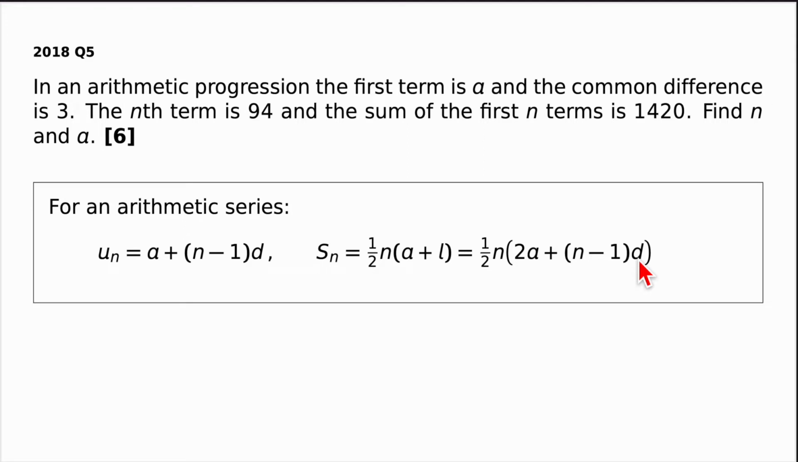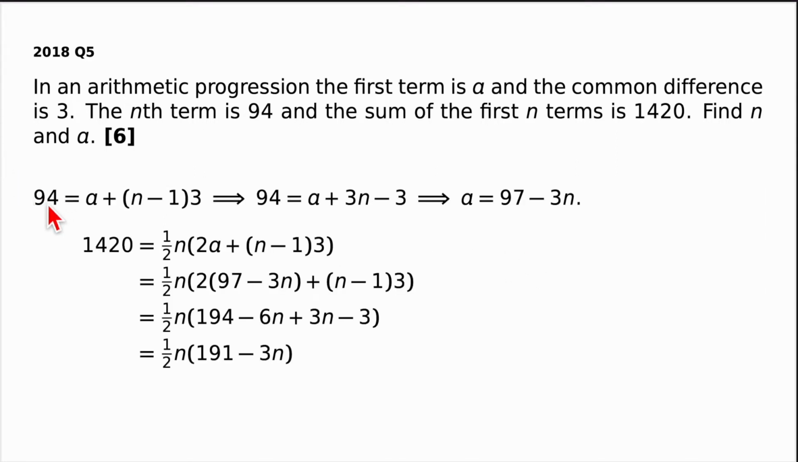So we're going to use the information in the question and these formulas to set up a simultaneous set of equations for us to solve and find n and a. That's quite a lot of work, and that's why this is worth 6 marks. So let's use the fact that the nth term is 94 in here, and the sum of the first n terms is 1420 in here.